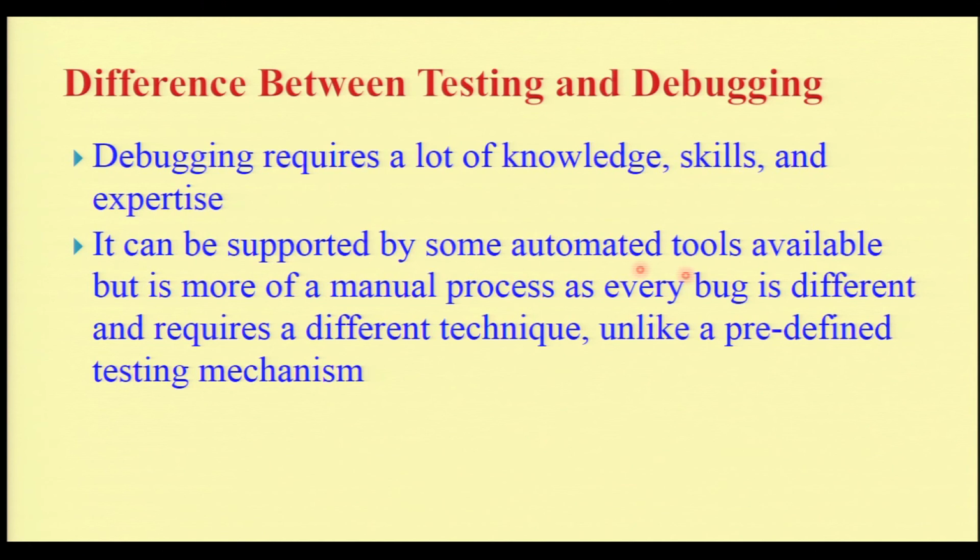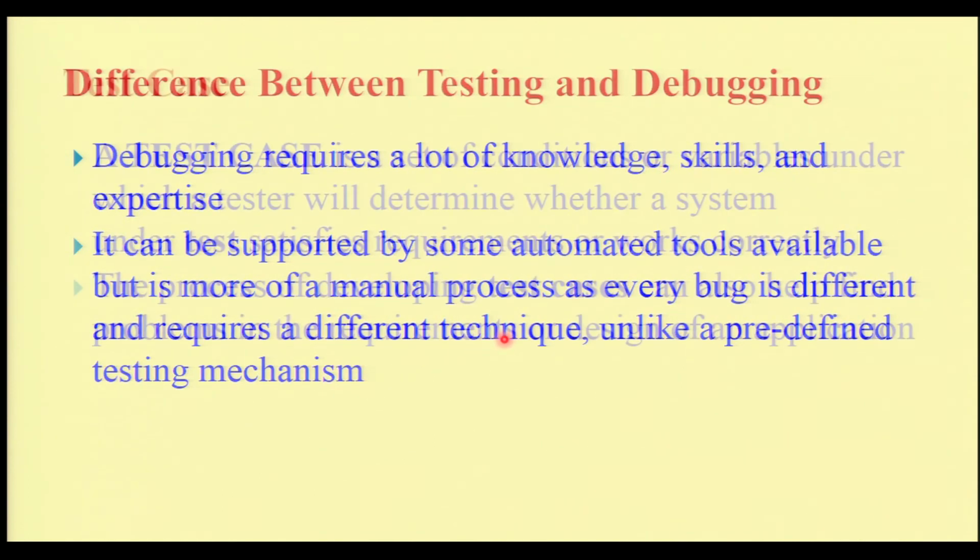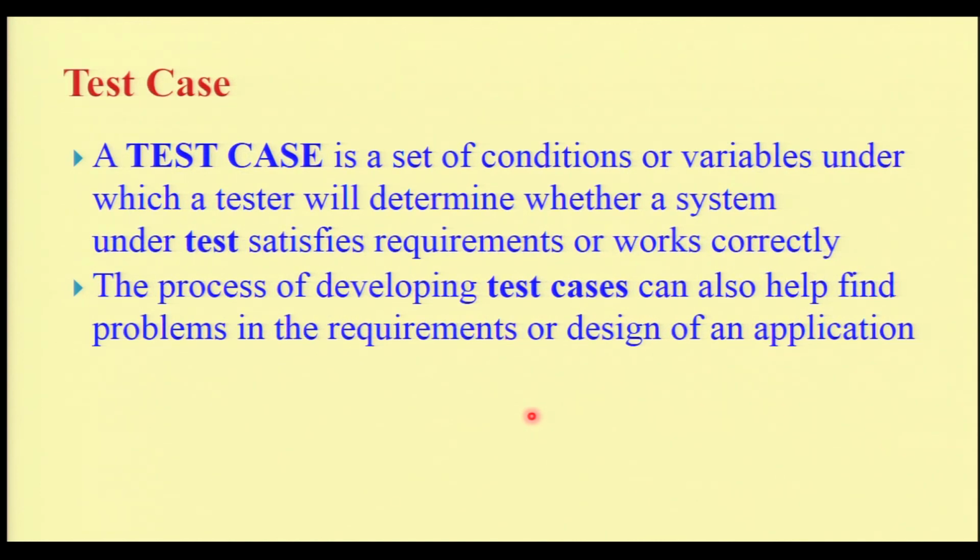The other major differences between testing and debugging are: debugging requires a lot of knowledge, skills and expertise. It can be supported by some automated tools, but it is more of a manual process, as every bug is different from one another, and each and every bug requires a different technique, unlike a predefined testing mechanism. Now, let us see about a test case.